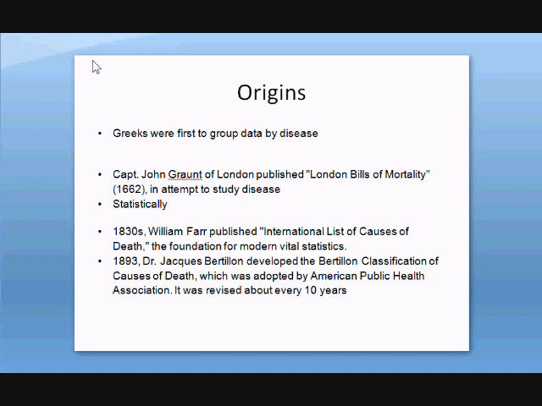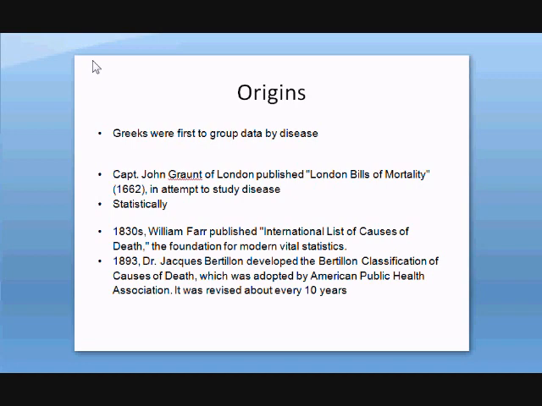In the 1600s, Captain John, as you can see here, Captain John, not Captain Morgan, Captain John. He published the London Bills of Mortality. Basically, what he's trying to do is attempting to study diseases, right, in a statistical manner. He was trying to see what people were dying from, and how many people died from this disease and that disease and so on and so forth.